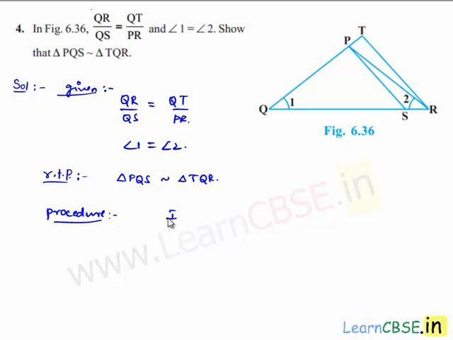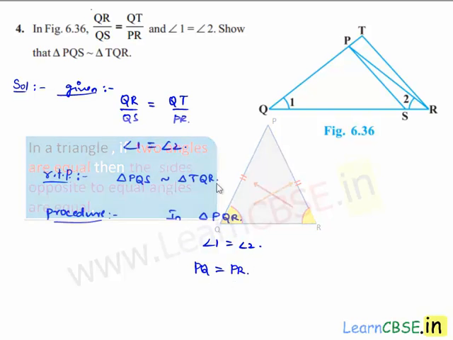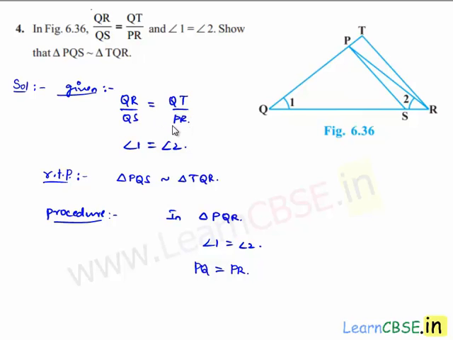If we consider in triangle PQR, angle 1 is equal to angle 2. We know that in a triangle the sides opposite to equal angles will be equal. We can say PQ is equal to PR here. So let us replace the proportionality PR by PQ. Then we get QR by QS is equal to QT by PR. Replace it by PQ.